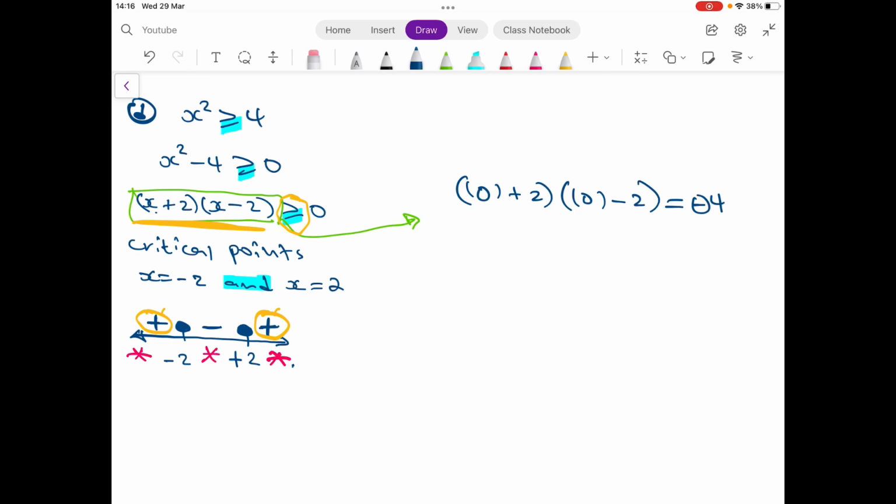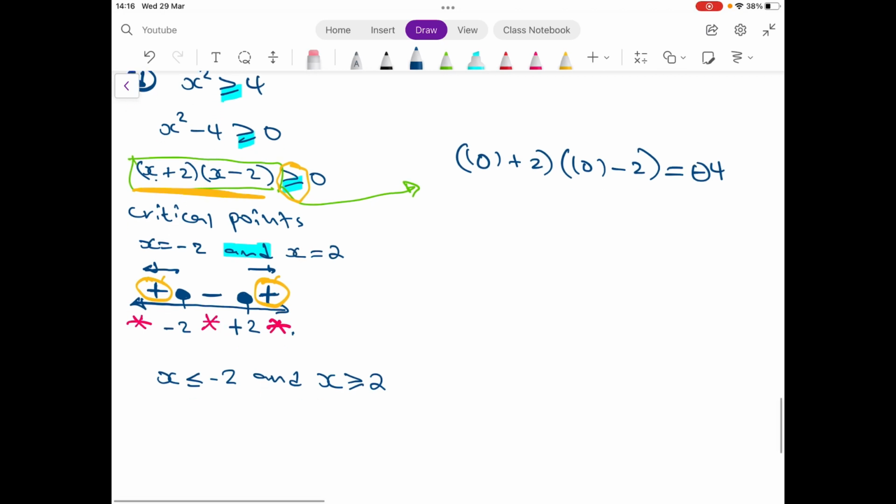The inequality language says that this is the region where x is less or equal to negative 2, and it's also the region where x is greater or equal to positive 2, because from here you go there, from here you go there. The other way to say the same thing is to just say this. I'm going to put an or: x is an element of from negative infinity all the way to negative 2.